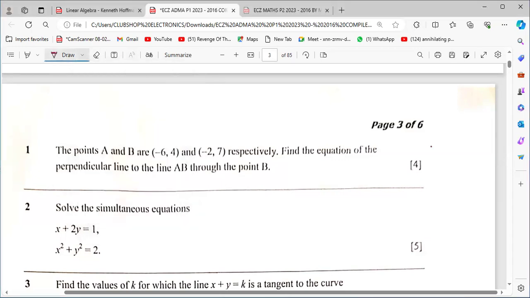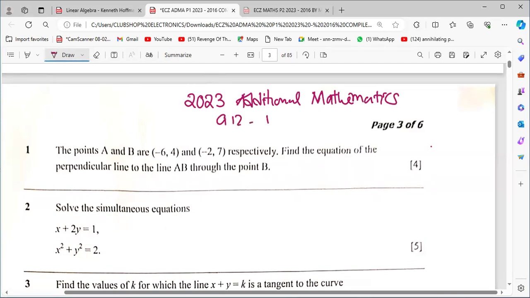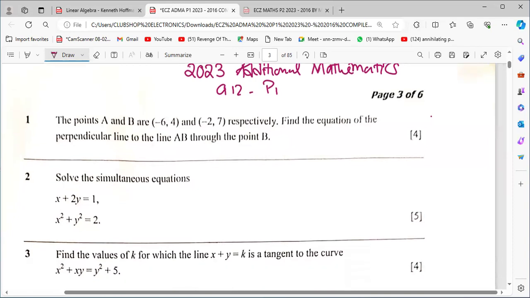In this presentation, we want to show the 2023 Additional Mathematics for grade 12s, paper 1, right? And we are interested in 2 questions. That is one under coordinate geometry and the other one under systems of equations, right?